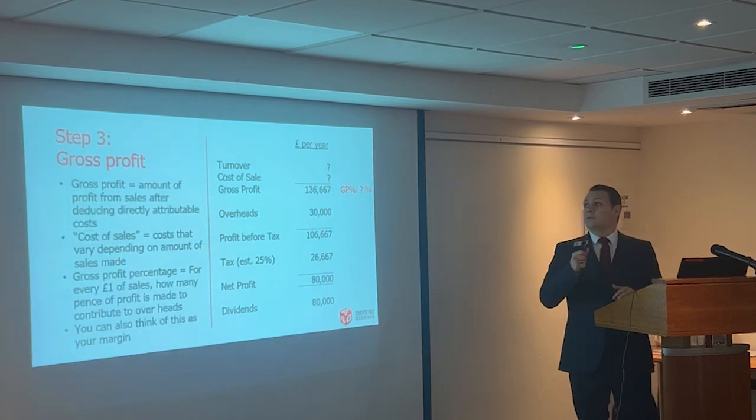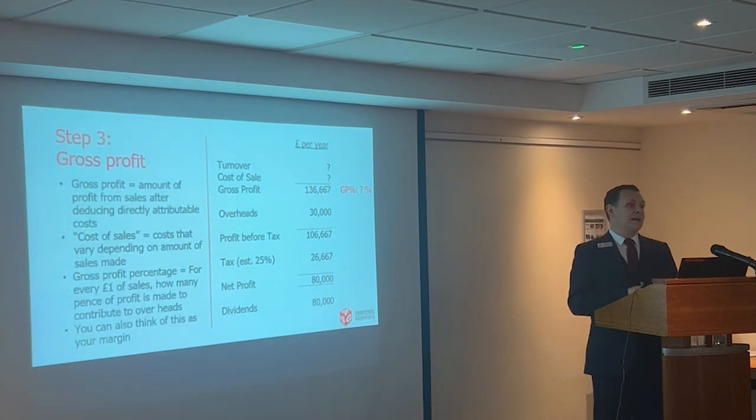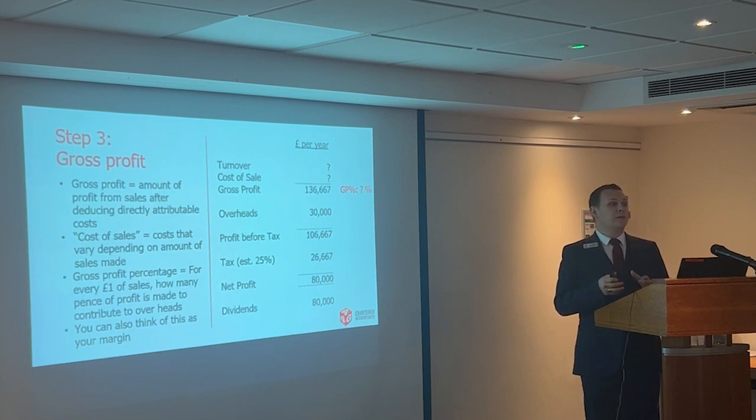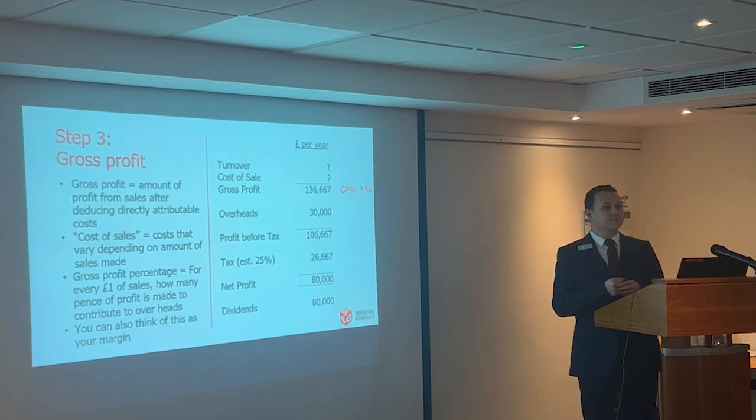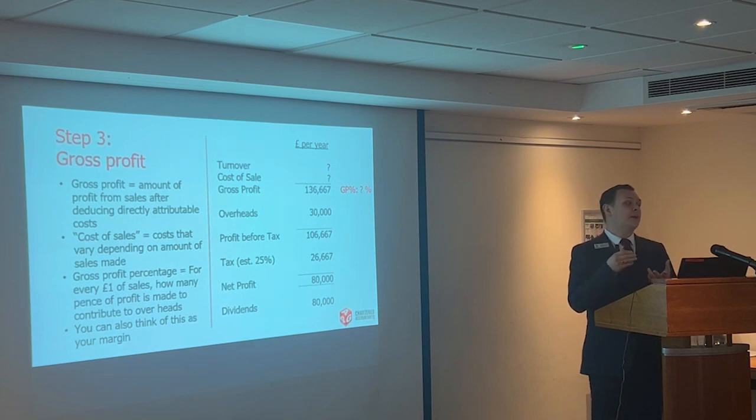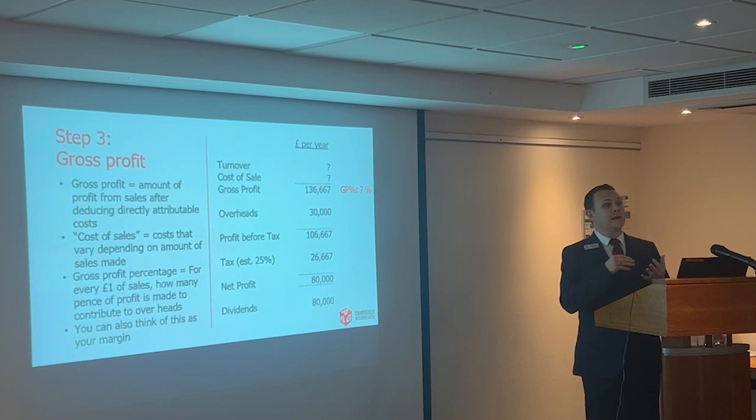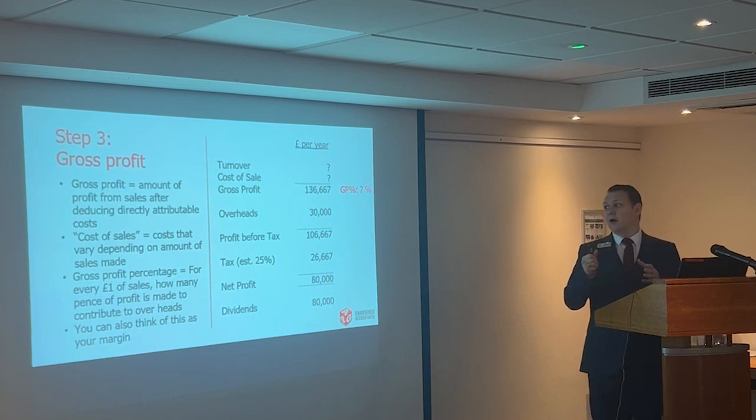We then look at our cost of sales and the margin we're making. The gross profit is deemed the profit we're making after our variable costs and the costs we can directly attribute to our sales. So this might be your chargeable staff, your goods for resale, your materials you're buying, anything that's directly attributable to your sales. By selling more, you're going to spend more. We can look at this as your margin.